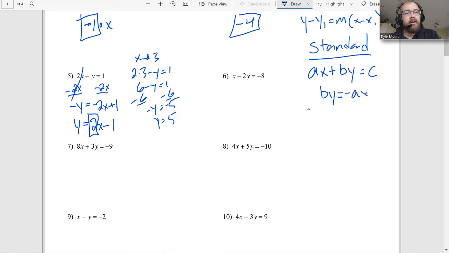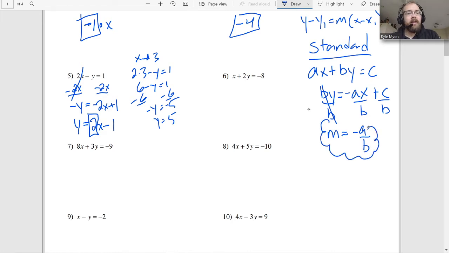Bear with me here. I'm going to create an equation for you. So that way you can just plug it into this little equation, if it's in standard form, to figure out what the slope is without having to solve it each time, okay? Then we divide by b. So that means the slope is negative a over b.